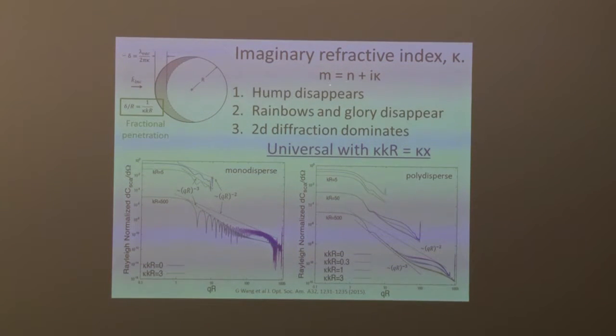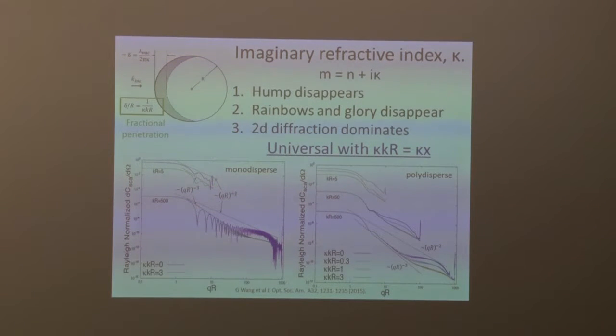Let's start here. N plus i kappa will be my notation. And I've done both monodisperse and polydisperse. Remember, polydisperse, just enough dispersion to smudge out the ripples. And let's go over to the polydisperse case, and let's go to the largest size parameter because it's most evident there. So again, you see forward scattering, Guinier, you see the -3 power law due to two-dimensional diffraction, and there's the hump.